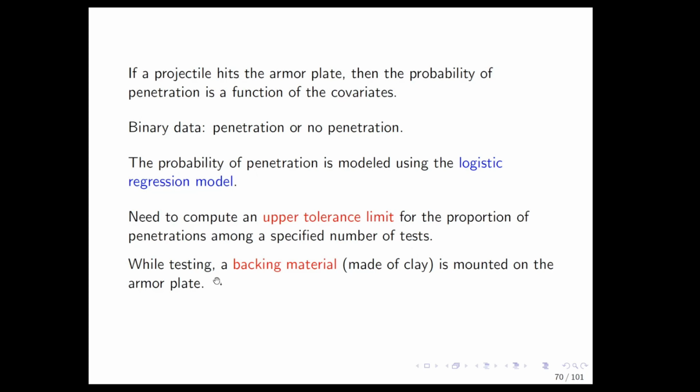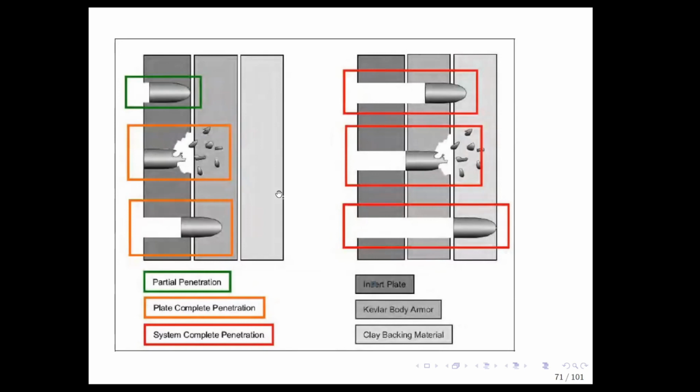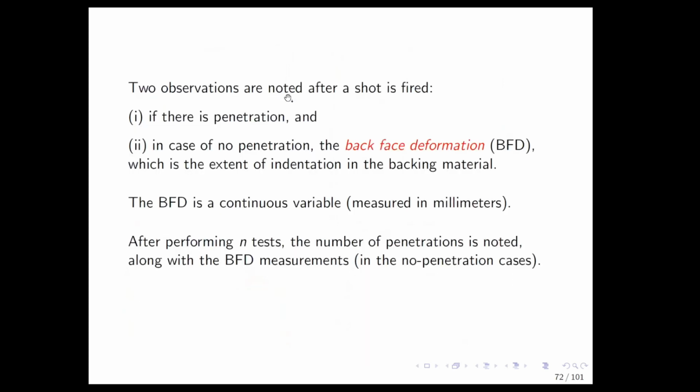Now, they do one more thing. While testing, they also insert some backing material. This is made out of clay. You mount that on the armor plate. Okay, let me explain that using this picture. So here is a picture. The dark thing on the left, right here, this is the plate that is inserted. The next one in the middle, that is the body armor. This is the bulletproof vest. You insert this armor plate, then there is some clay backing material mounted on it before you test it.